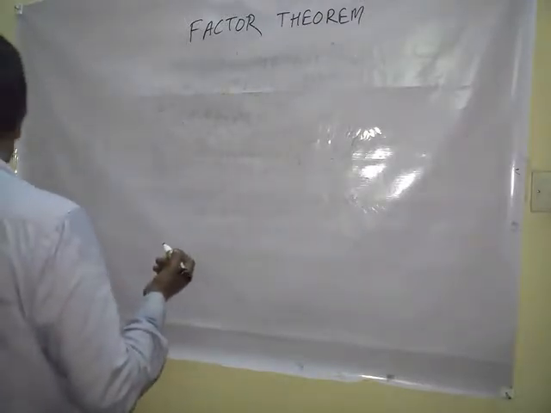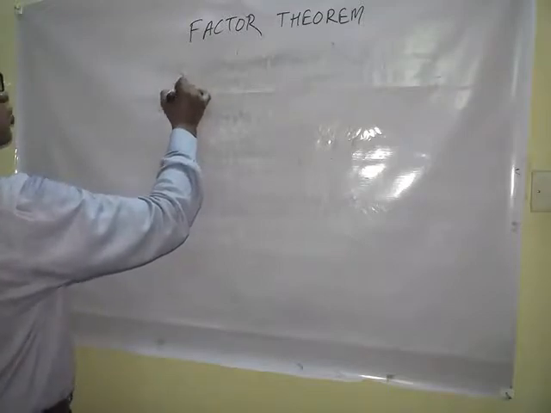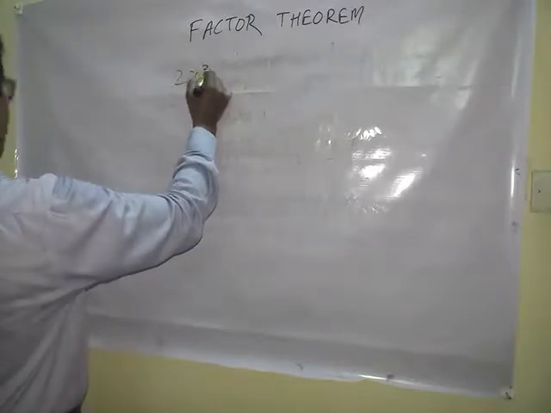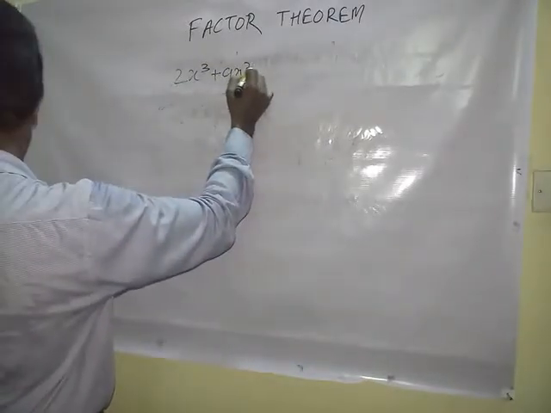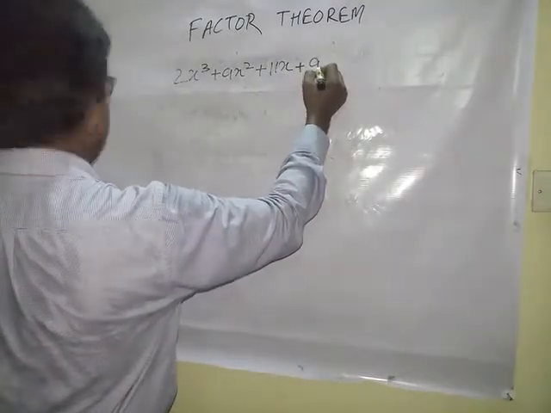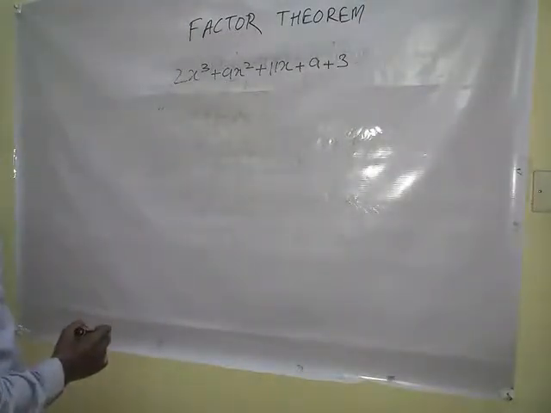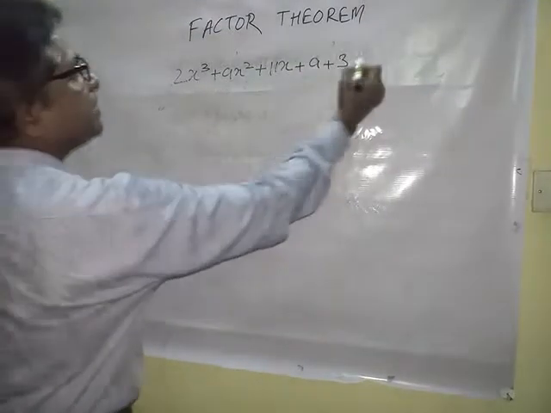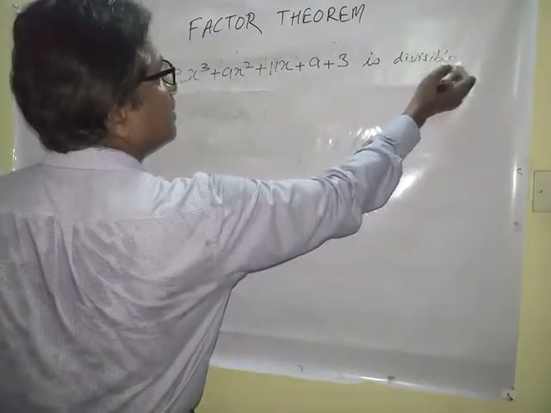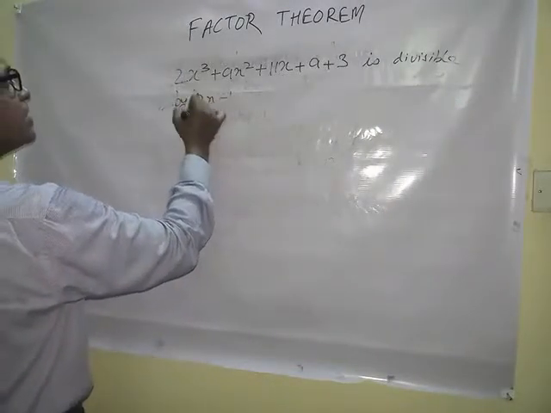There is another thing, some complicated thing will come. Say 2x cube plus ax square plus 11x plus a plus 3 is divisible by 2x minus 1.